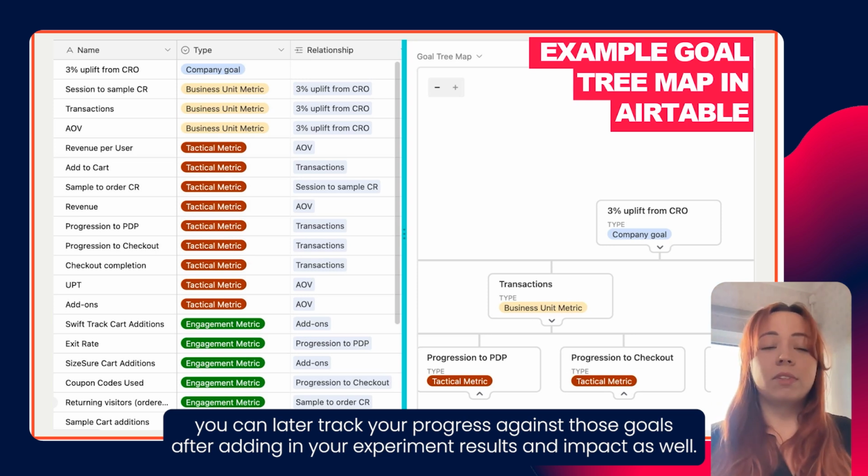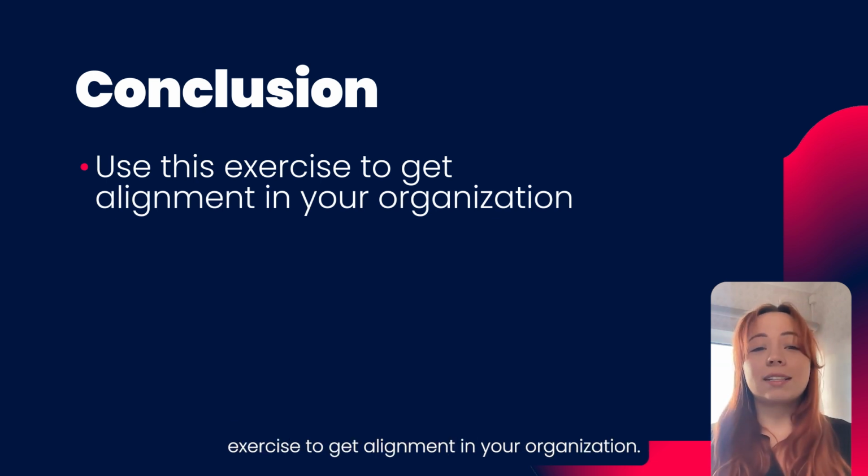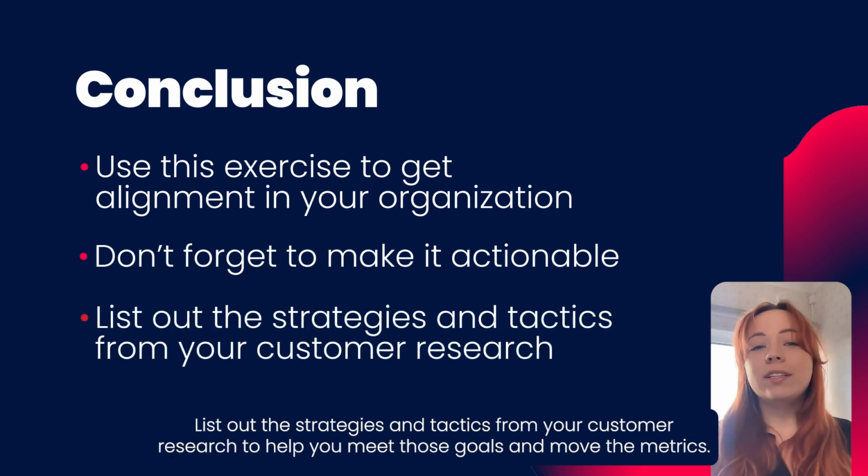See, now you know how to create a goal tree map for your team, and you can use this exercise to get alignment in your organization. Once you have done this exercise, don't forget to make this actionable later. List out the strategies and tactics from your customer research to help you meet those goals and move the metrics.